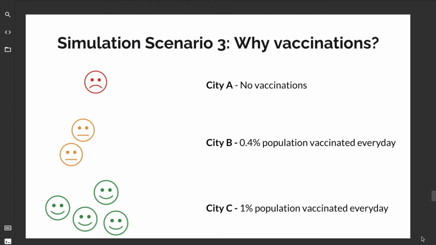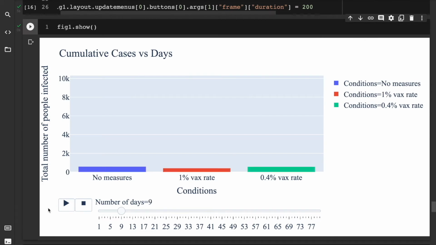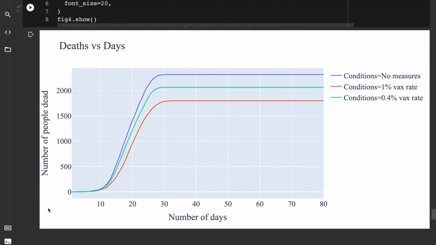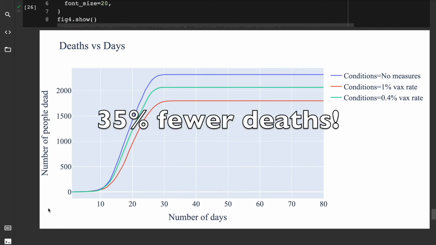Let's simulate the effect of vaccination. City A has no vaccination, City B has a vaccination rate of 0.4%, and City C has a vaccination rate of 1%. In contrast to no vaccination, there are far fewer cases for 0.4% vaccination rate and even fewer for 1%. This also reflects in the graph showing number of deaths, where 1% vaccination results in 35% fewer deaths than no vaccination.